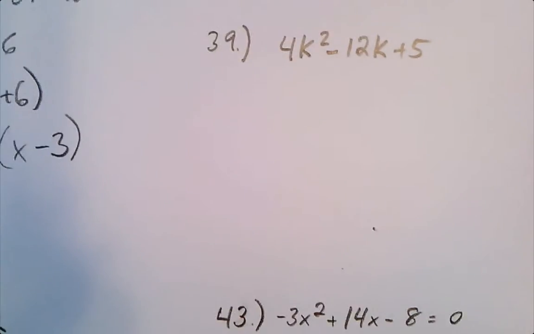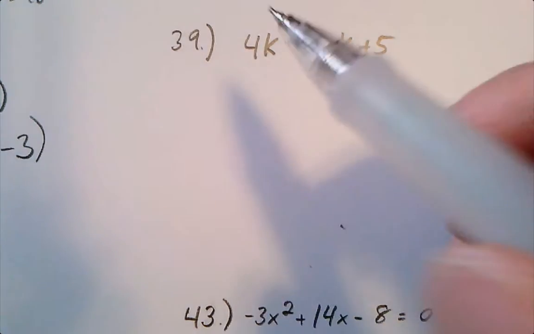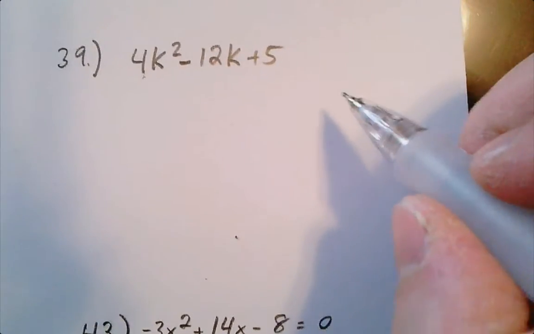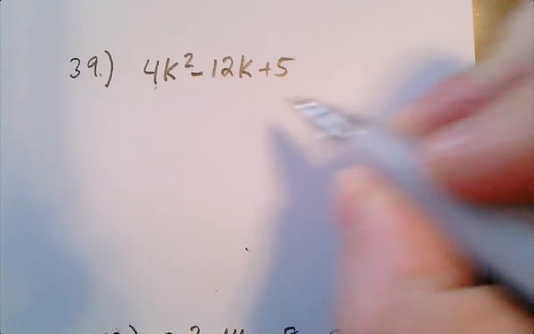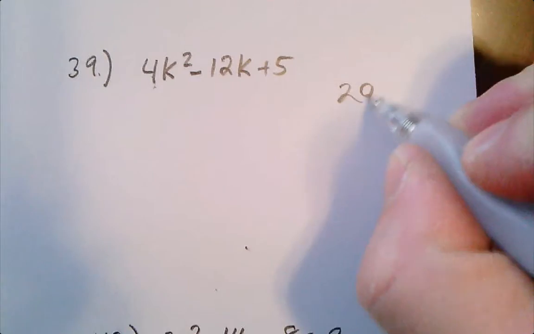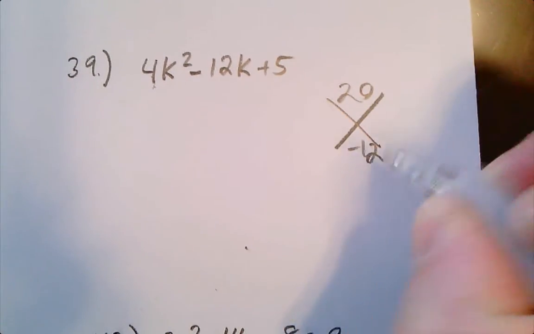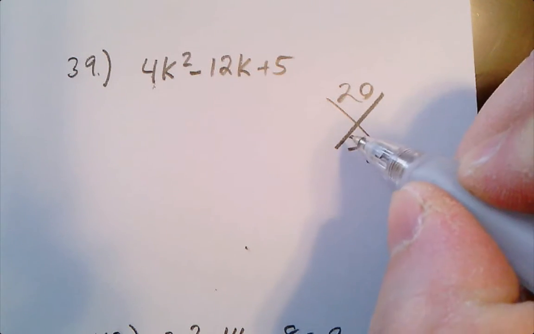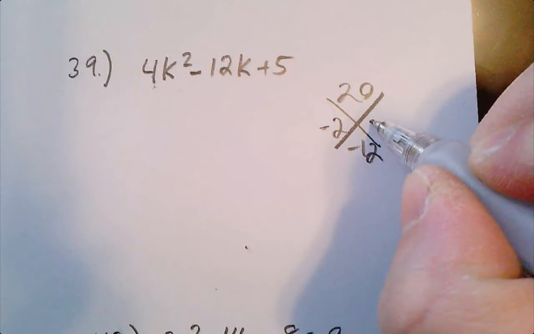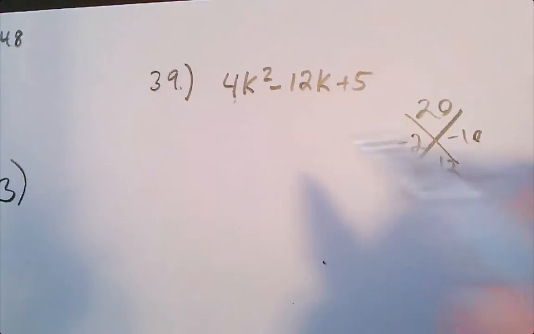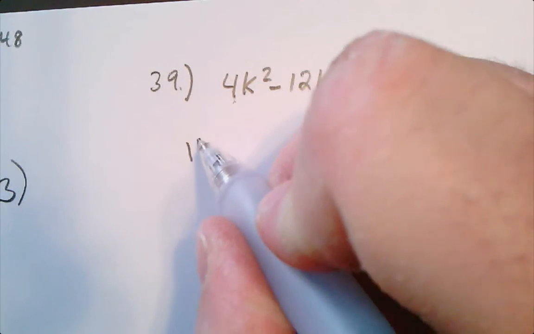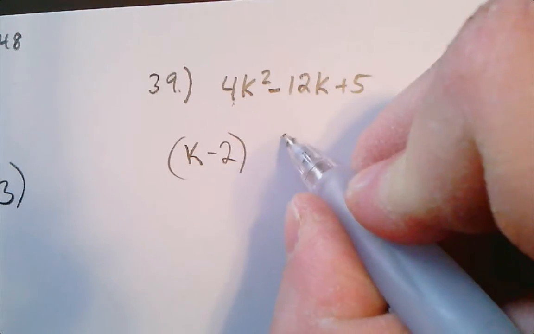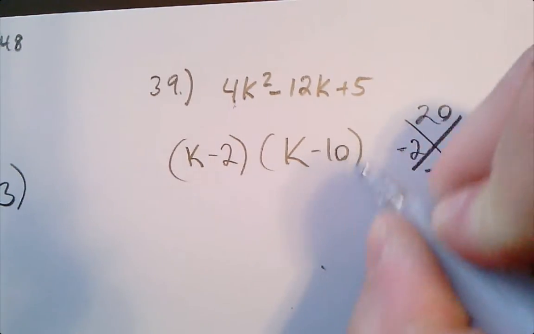All right, let's look at how you did number 39. So 39, there a is no longer equal to 1, so you do need to do the AC method or bottoms up. So I'm going to do that new bottoms up method here, and I'm going to just do 4 times 5 is 20. We want it to add to negative 12. So two factors that multiply to be 20 that add up to negative 12 would be negative 2 and negative 10. So here we go. We'll write it again. The new way would just be this way. If you remember from a couple weeks ago, it would be k minus 2 parentheses k minus 10.